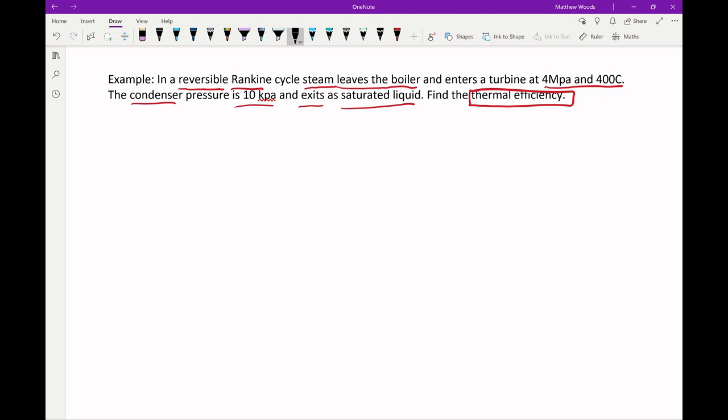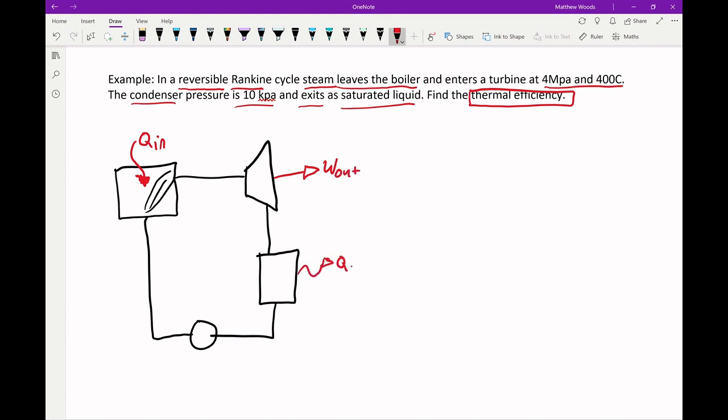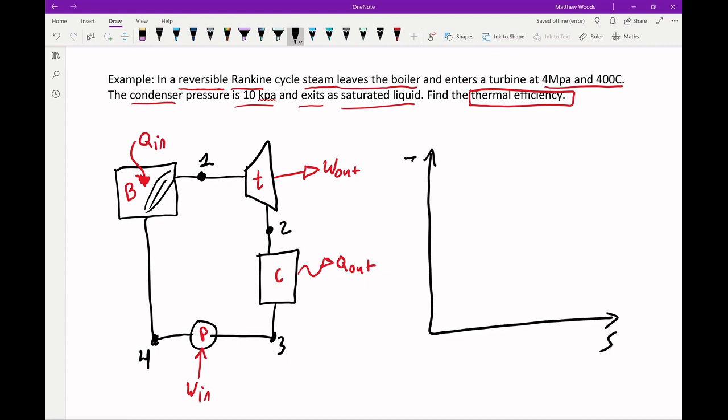Find the thermal efficiency. So first, what I like to do is draw a quick schematic in order to properly visualize the problem. From this, we can also determine where Q in is, where W out is, Q out, and work in. Next, I like to identify quickly what the components are and identify state points. Keep in mind, these numbers can be different as long as they're consistent.